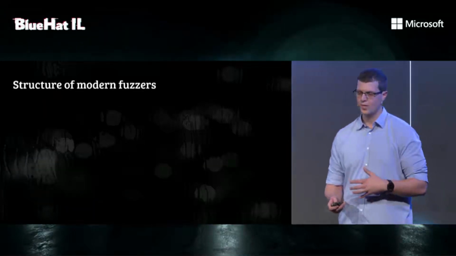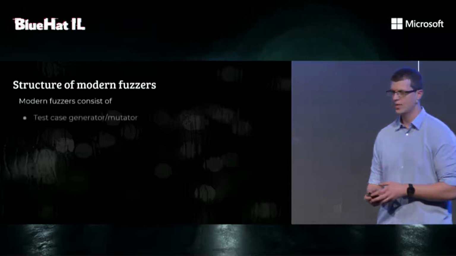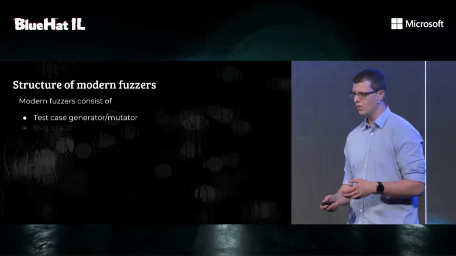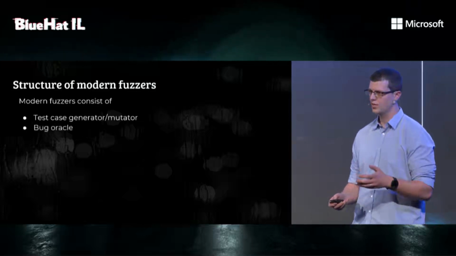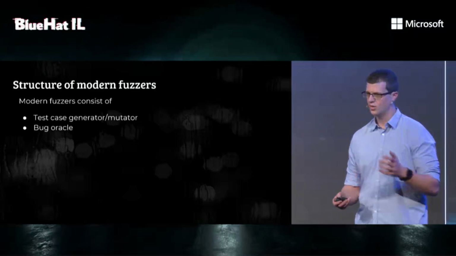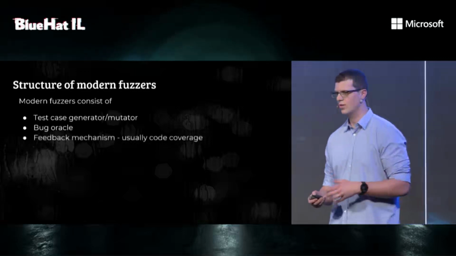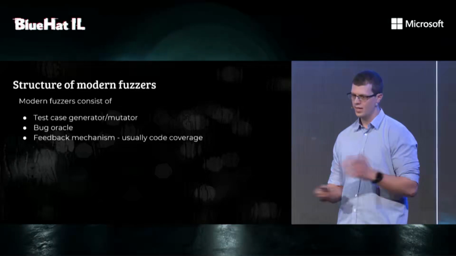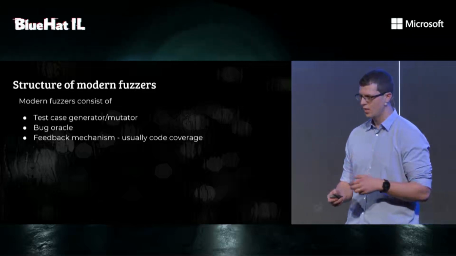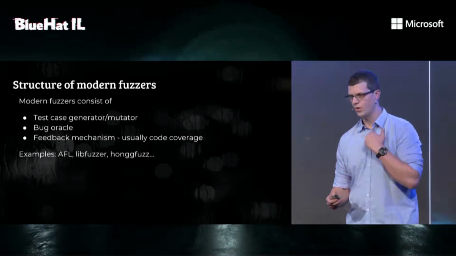In this talk, we're interested in modern fuzzers. Modern fuzzers consist of three major things. One is a test case generator and mutator, which is responsible for automatically generating inputs. A bug oracle, which is something that detects buggy conditions. That usually means segfault, but it can be any other thing, like asserts, memory leaks, and so on. And finally, we need some sort of a feedback mechanism, which in modern fuzzers is usually coverage, but it can be any other metric that you can target, like CPU cycles, memory, and so on. Examples of modern fuzzers are AFL, libFuzzer, honggfuzz, and a few others.